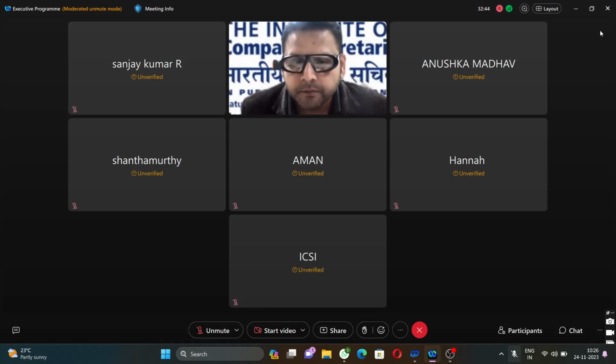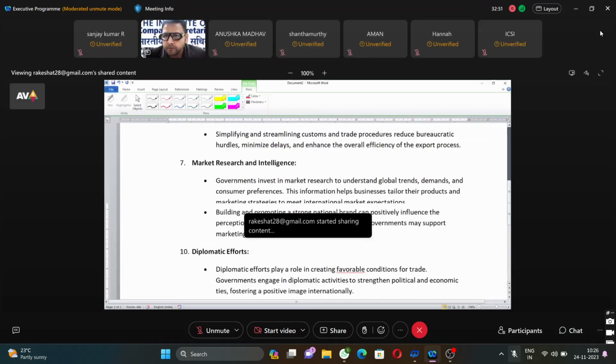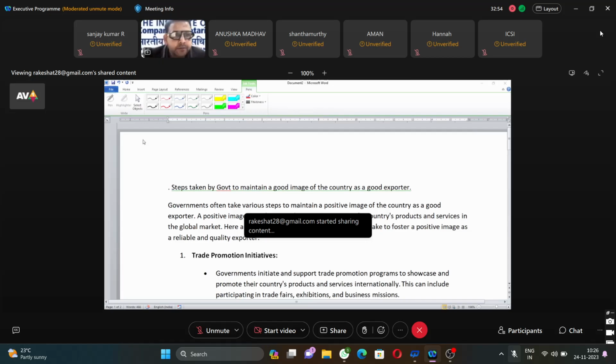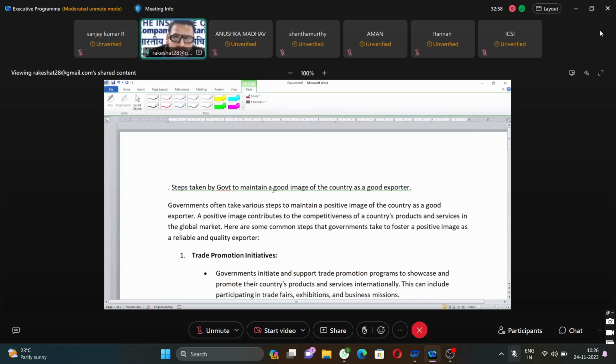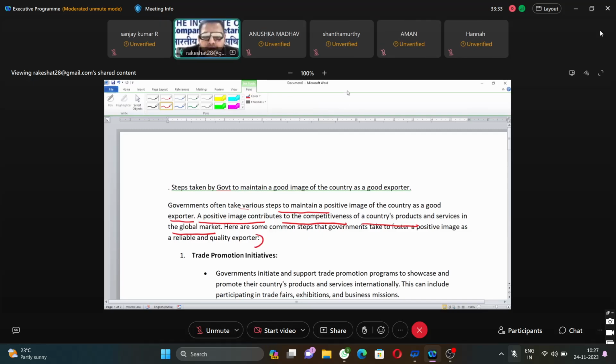The question is steps taken by the government to maintain a good image of the country as a good exporter. Now, the government often takes various steps to maintain a positive image of the country as a good exporter. A positive image contributes to the competitiveness of a country's products and services in the global market. There are some common steps that the government takes to foster a positive image as a reliable and quality exporter. First, you can take trade promotion activities.